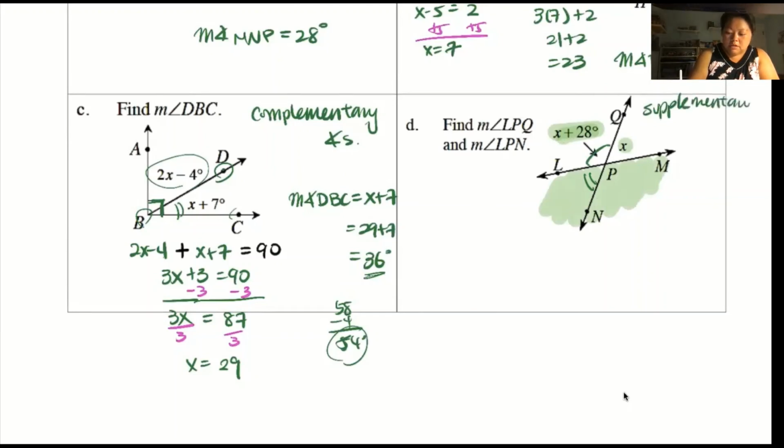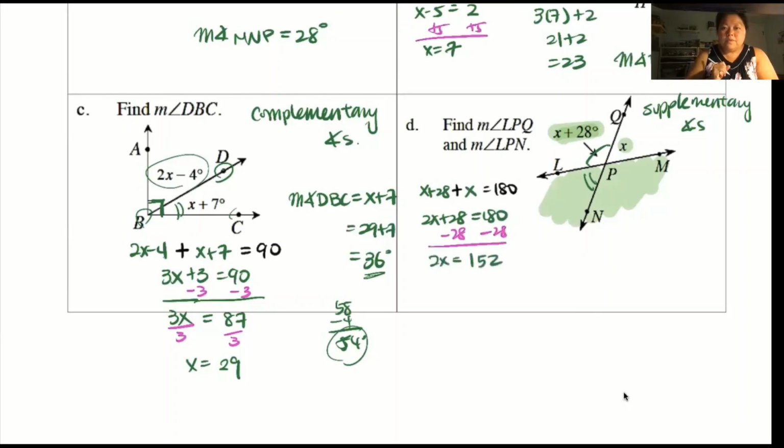Supplementary angles. So that allows me to say x plus 28 is my first angle. And then the second angle is x. What supplementary says is they add up to equal 180. So I'm going to go ahead and add them up. I get 2x plus 28 equals 180. Algebra says subtract 28 on both sides. So I get 2x equals 152, right? And then you divide by 2, and you get x equals 76. So that means this is 76 degrees.